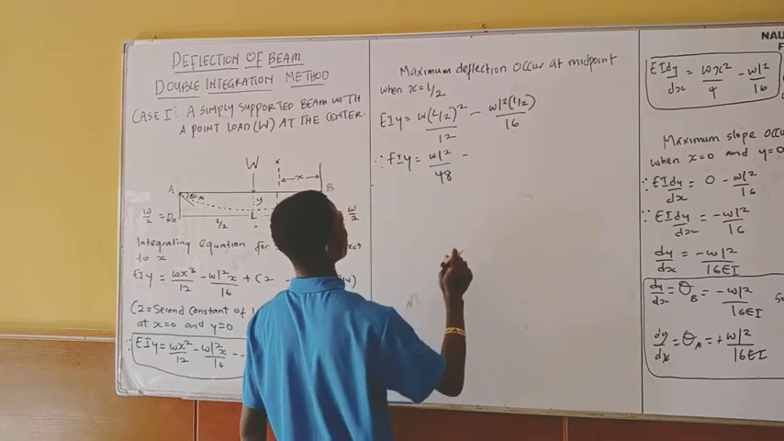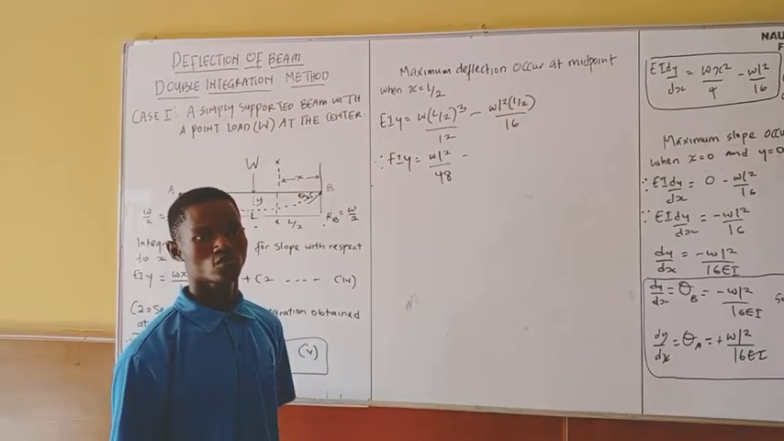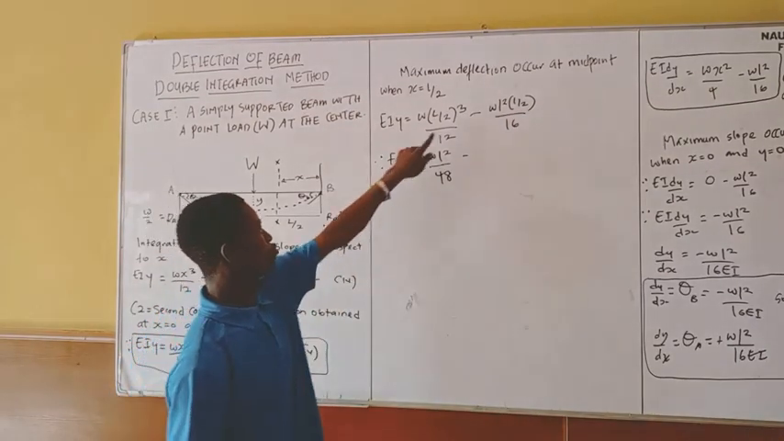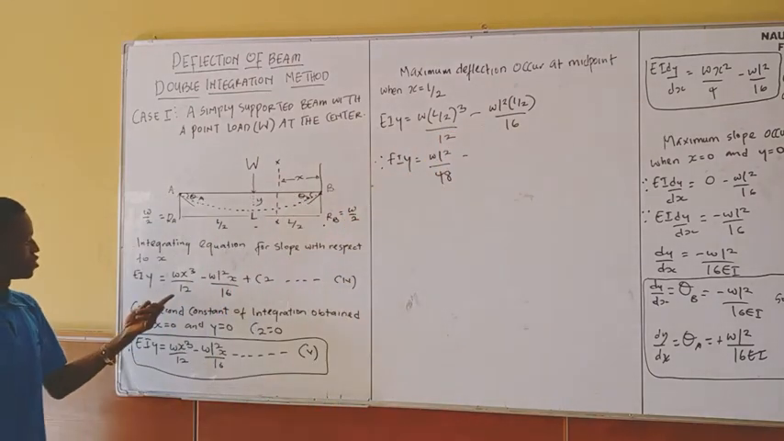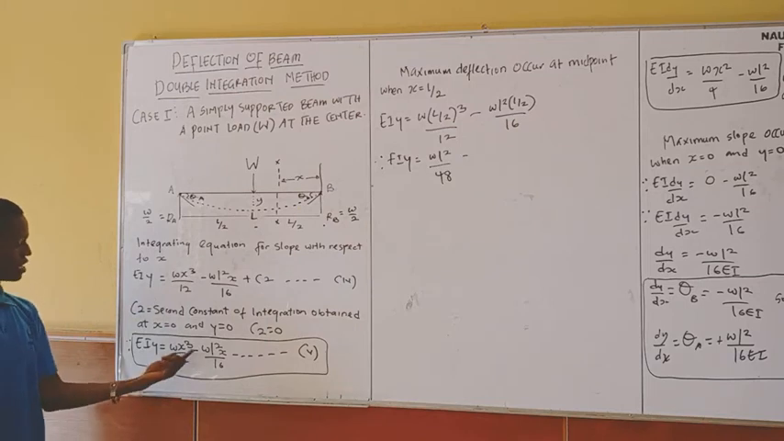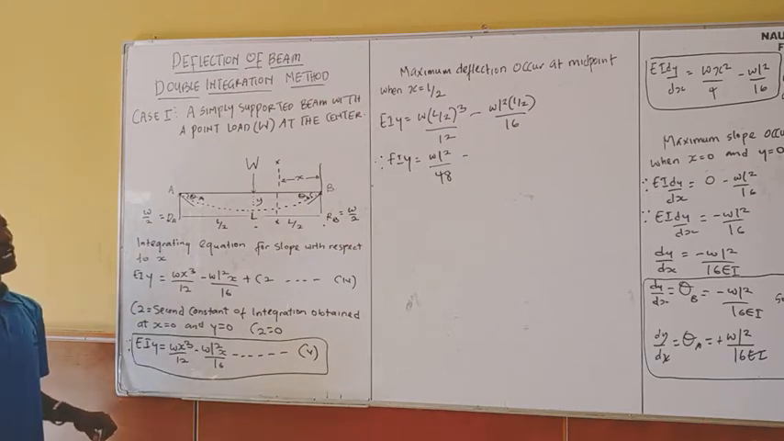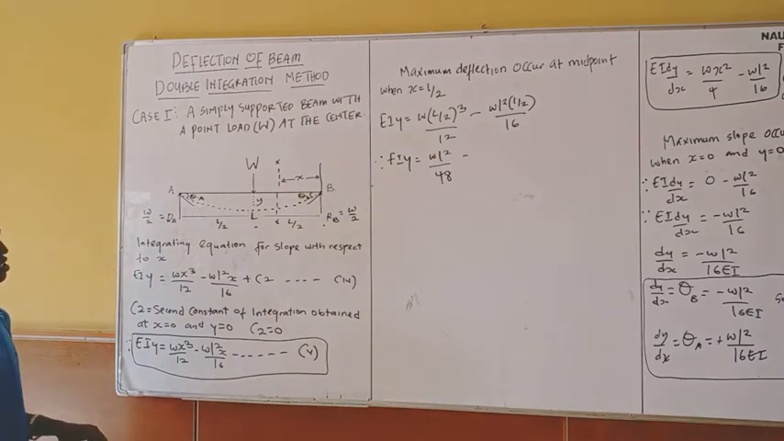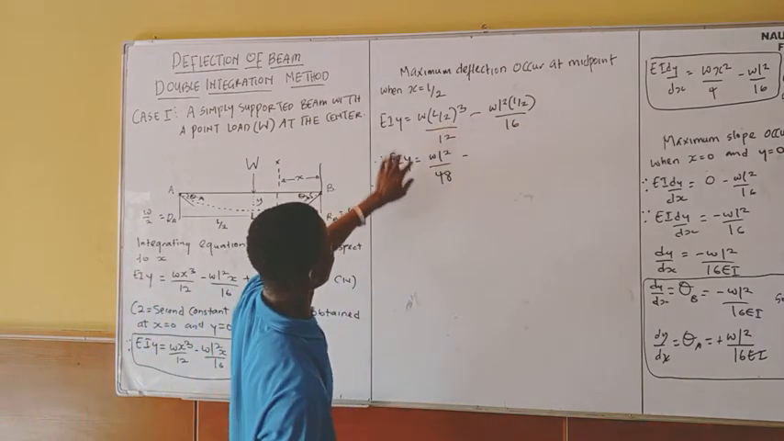You understand? So sorry guys, that place is a mistake. You're supposed to have L cube here, because since we have integrated from this place, our power is cube, and anywhere we see x, we are going to represent it with L over 2. You understand? So now when we represent it with L over 2, we are going to have what?